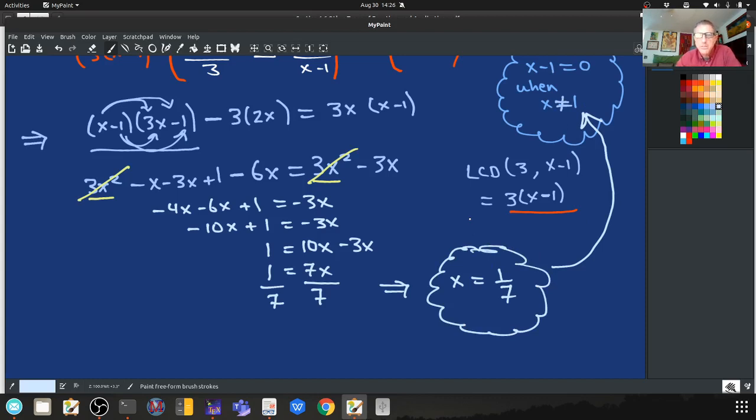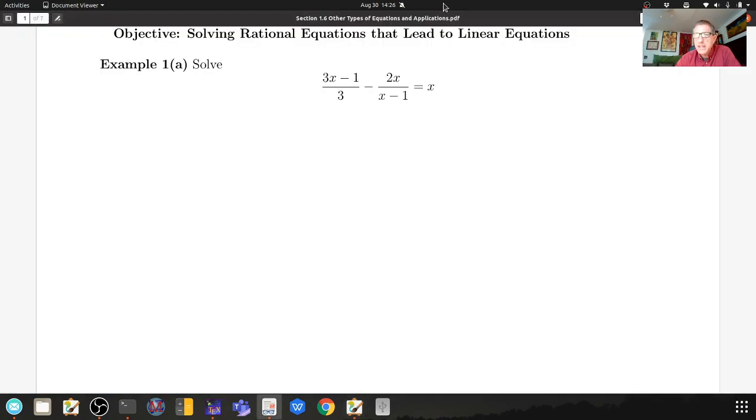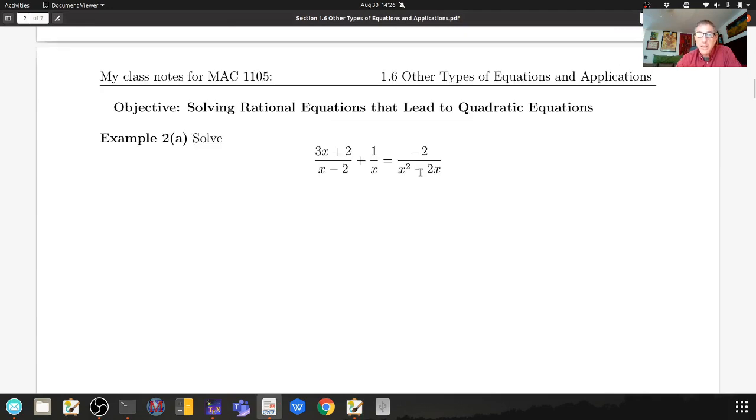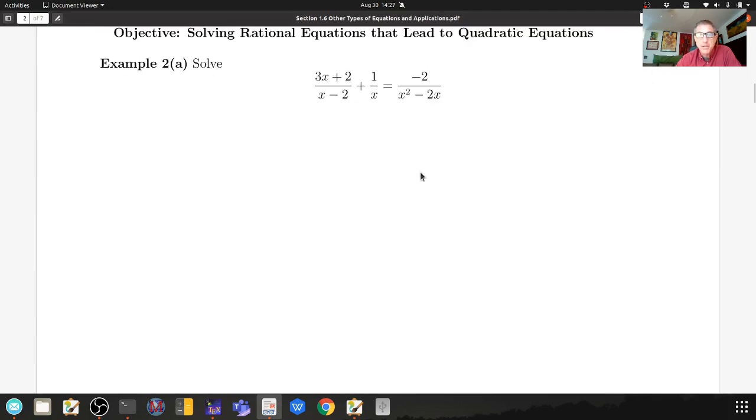Okay. So not so bad when we have the case when the rational expression leads to a linear equation. Well, you're kind of lucky if you're modeling or looking at a problem where that's the case. Usually they're going to lead to a quadratic equation, and that's what we're going to look at here. So let's solve 3x plus 1 over x minus 2 plus 1 over x is equal to minus 2 over x squared plus 2x.